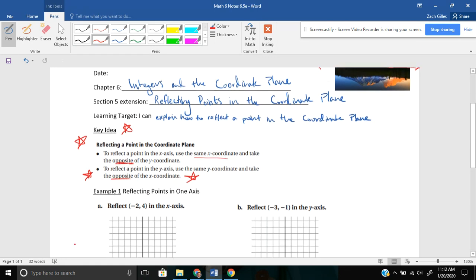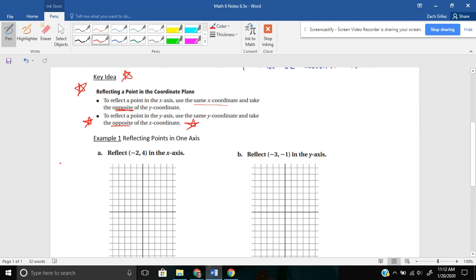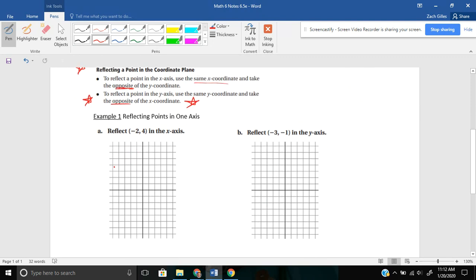All right, let's try and see if we can do that. For the first one, it says reflect -2, 4 in the x-axis. Okay, the first thing I'll do then is I'll plot -2, 4. So here's 0, 0. -2 is left 2, and +4 is up 4. 1, 2, 3, 4. That point right there is -2, 4. And it wants me to reflect that in the x-axis. Okay, well, the x-axis is right here. So that's going to be kind of similar to the picture above, where I'm going to be reflecting it down.